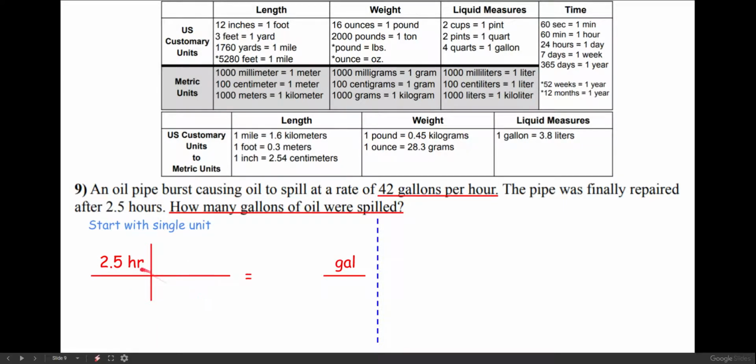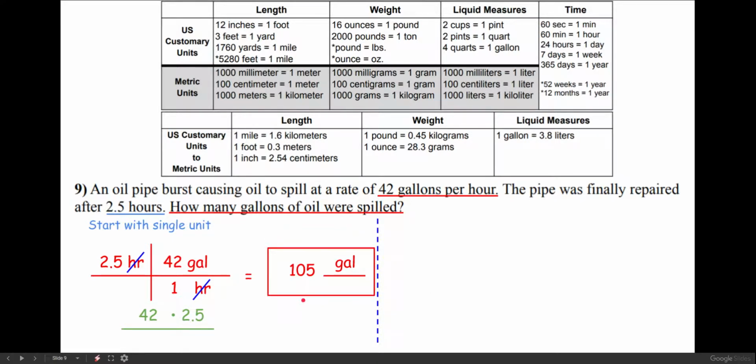Now, we don't want hours in our answer. We just want gallons. So we need to cancel out this hours. So you write it on bottom. And then the thing it's compared to is gallons per hour. So gallons on top. And we're going to write down our information. It's 42. Well, let's cross that off. 42 gallons per 1 hour. And then we deal with this. Multiply the top 2 numbers, 2.5 times 42. And then divide it by the bottom, which is 1, and you don't really have to do that. And you end up with 105 gallons is going to be our answer.